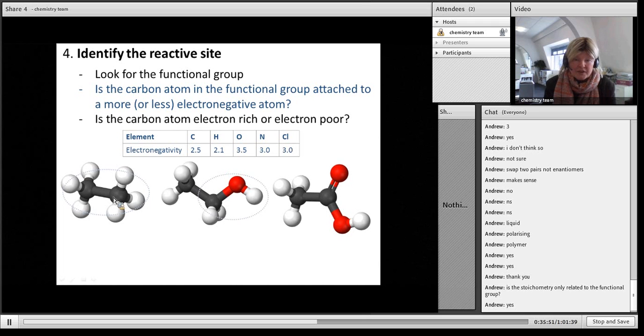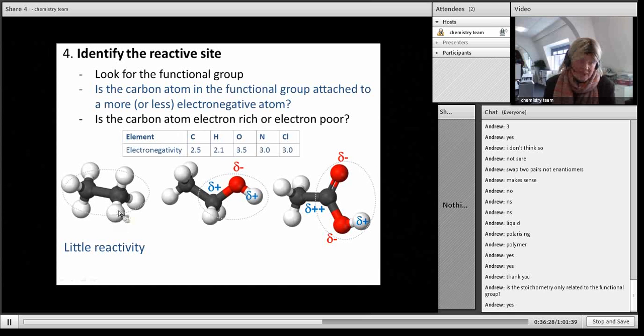With an alcohol, the OH is 3.5 in terms of electronegativity, carbon's 2.5. There's a much bigger difference in electronegativity. On this side, we've got this poor carbon having its electrons dragged away by an oxygen over here, as well as by the oxygen down below. This carbon is slightly positive because it's got electrons being withdrawn. This carbon is a lot more positive because it's got electrons being withdrawn by two oxygens. So alkanes have little reactivity. They really don't do much. You'll learn two reactions and that's it.